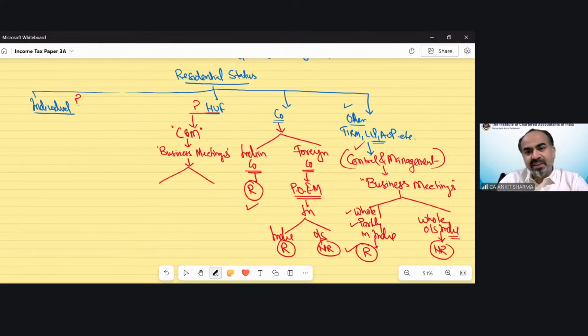It says if wholly or partly in India, resident. If wholly outside India, non-resident.